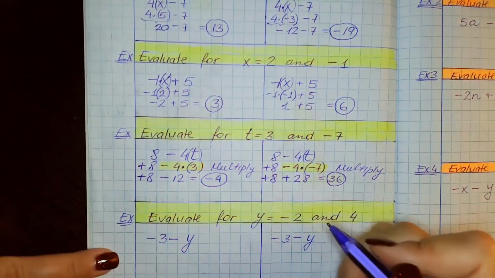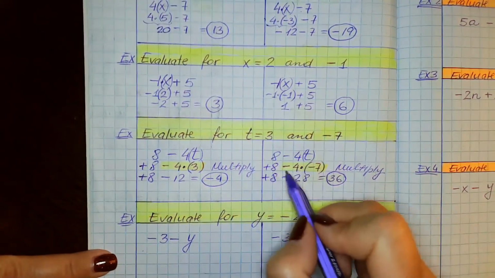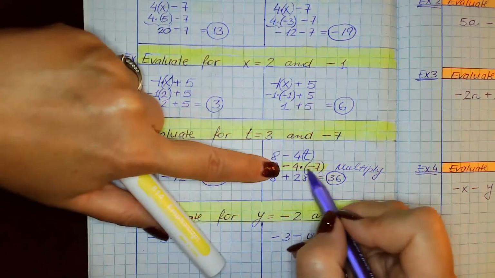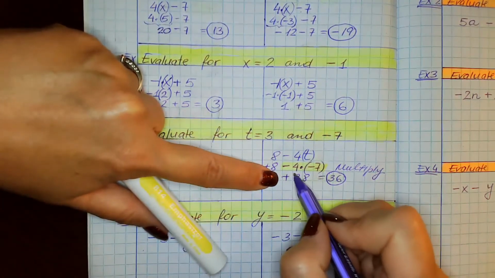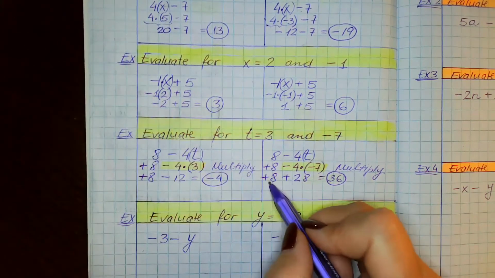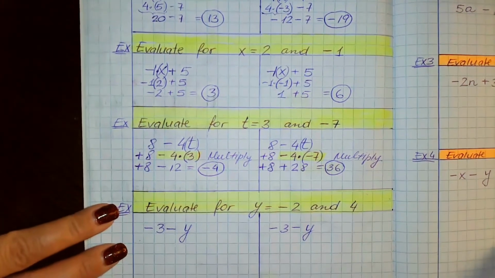So be careful on order of operations. And when you multiply, again, make sure you multiply the signs right away and have just one sign for the answer. Let's see the next one.